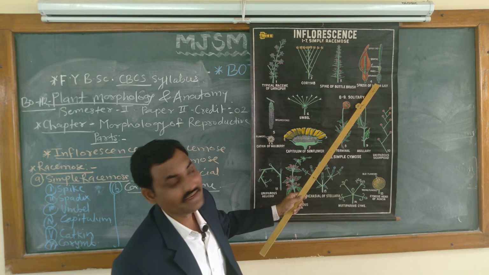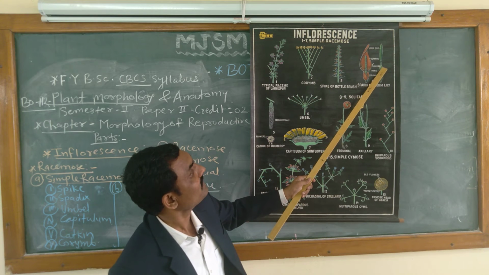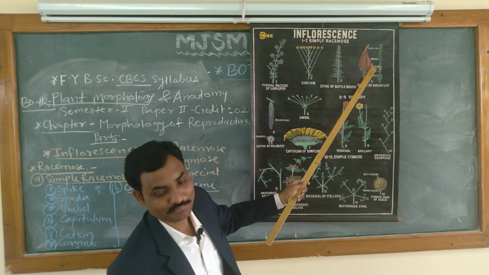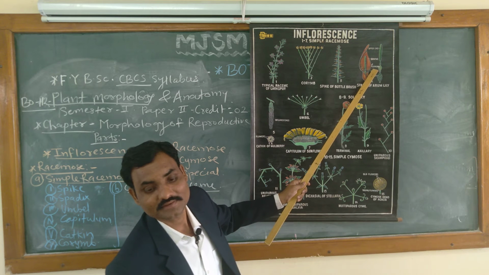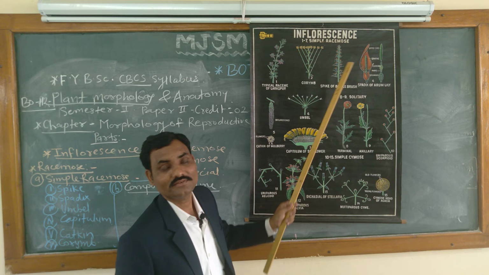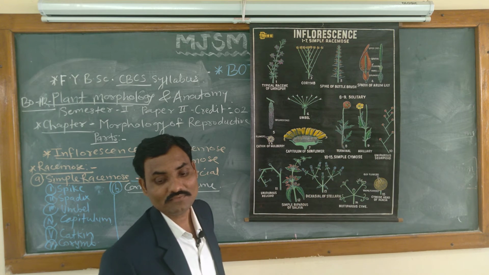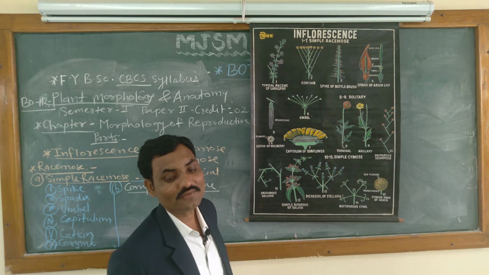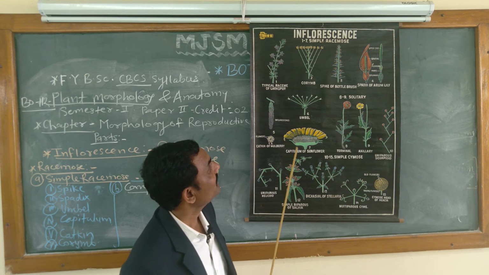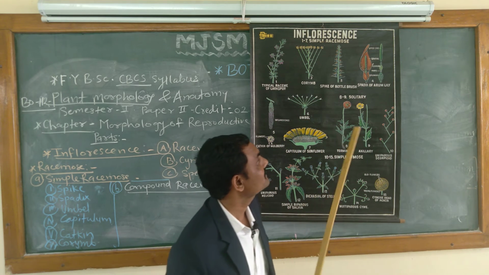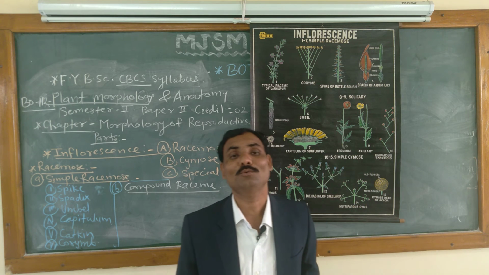Male flowers are present at the upper part of the axis. Above the female flowers and below the male flowers, a few sterile flowers are also present.